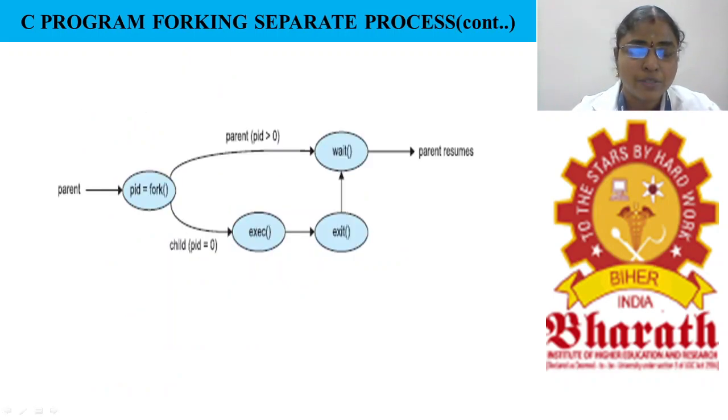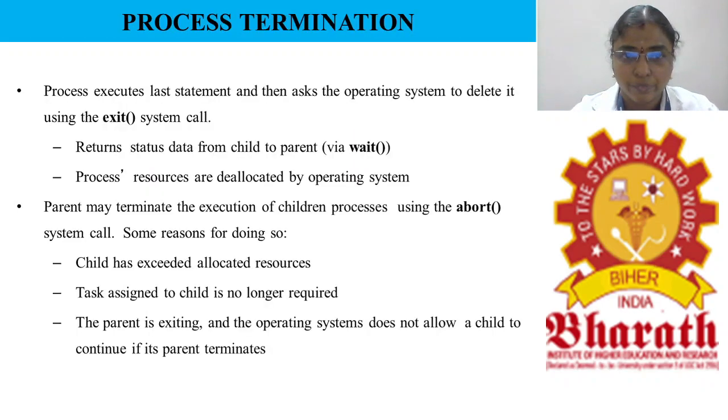There is a small pictorial representation for that. First, the parent process creates the child processes with the help of fork. If PID equals 0, there is no problem: the child is created and is going to execute now. Suppose it contains a value greater than 0, it means the parent should wait for the child to terminate. After termination of the child, the exit system call will be called automatically, and then the parent will be resumed with the help of the wait system call. Then the parent starts its work automatically.